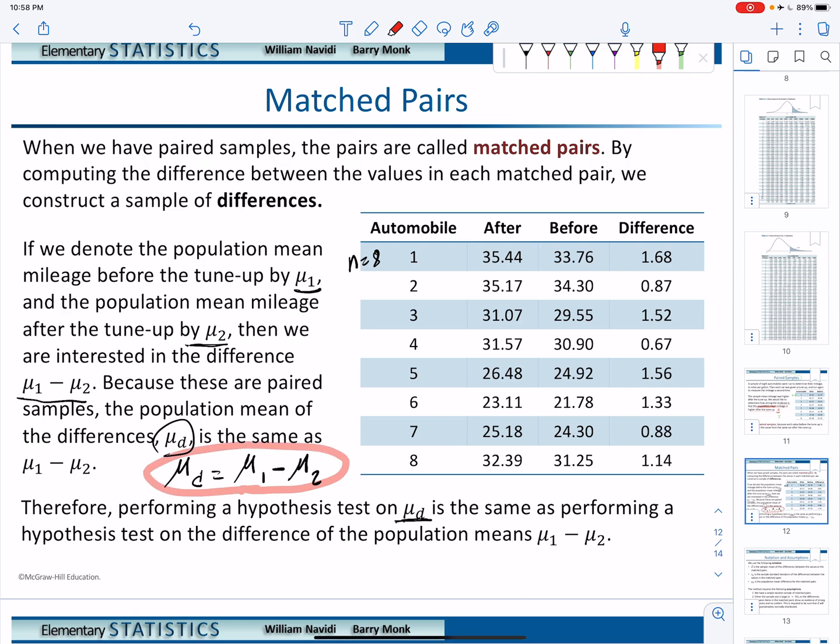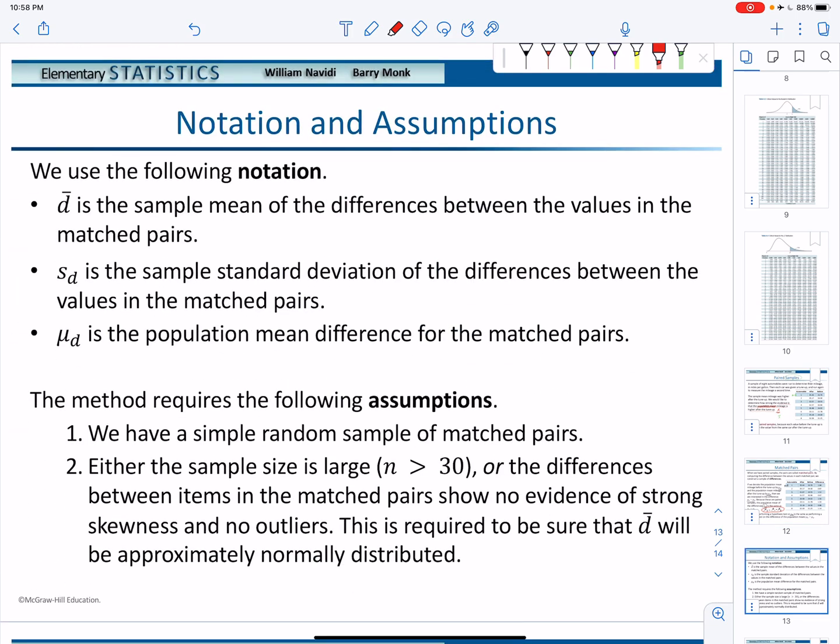And that's what we're going to be looking at quite a bit of really the whole time with these matched pairs. Let's take a look at notation just to kind of drive that home. We talked about it a little bit, but we need to define some notation and remember some things. Okay, next slide. Notation and assumptions. We use the following notation.